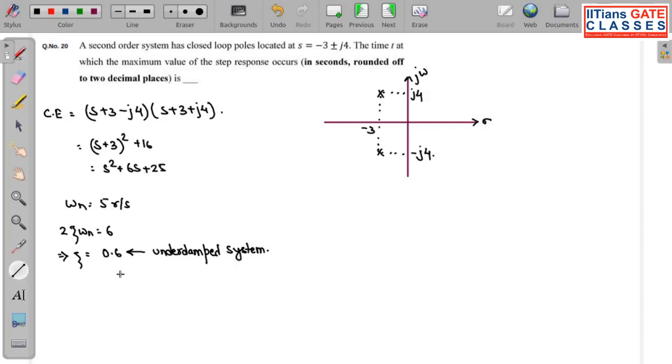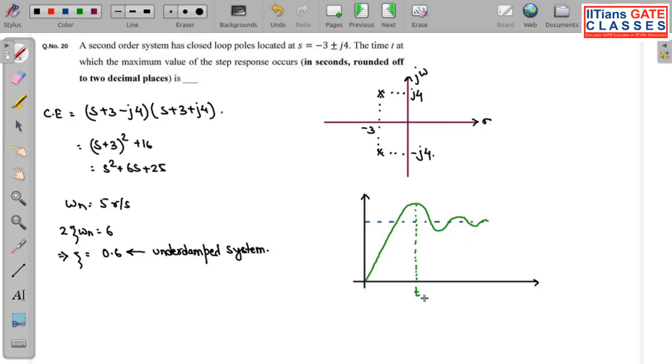Now tell me the characteristics for step response. Okay, how will the step response look for an underdamped system? How does it look? You people draw while I am also sketching. Okay, it looks like this. And what is this? This is my T peak.